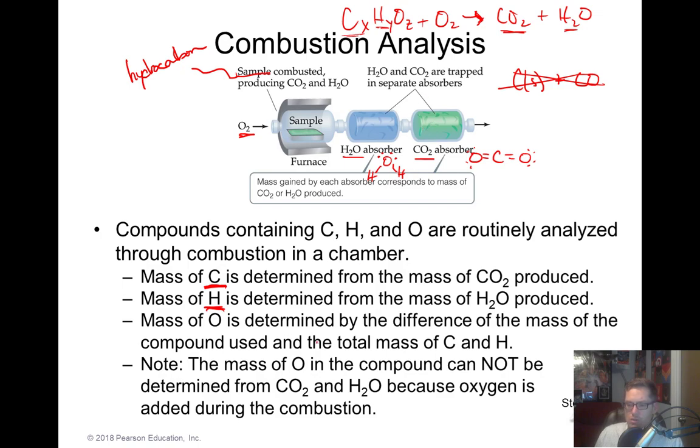Now oxygen is totally different, because not only does it go into two places, but we're also feeding tons and tons of oxygen. So the real problem here is trying to figure out how much oxygen we have, and the way you do that is you have to know the mass of what you started with, and then you subtract out the mass of the carbon and the mass of the hydrogen, and then whatever's left is the mass of the oxygen that was left.